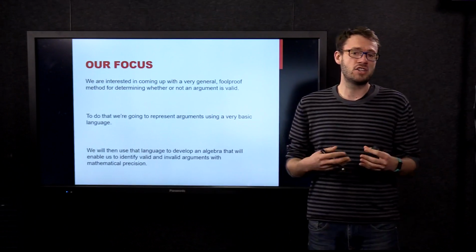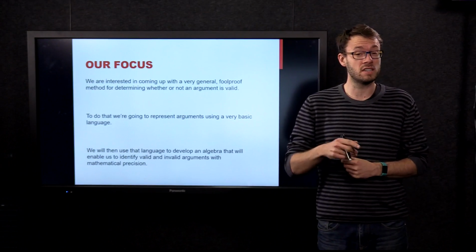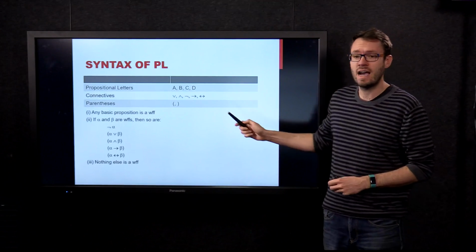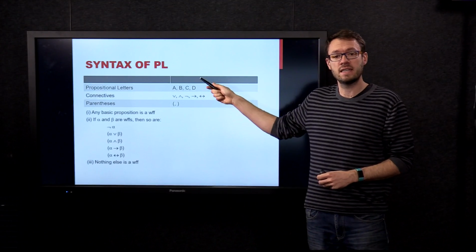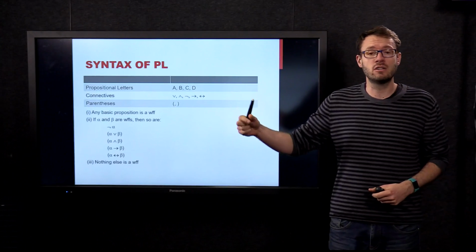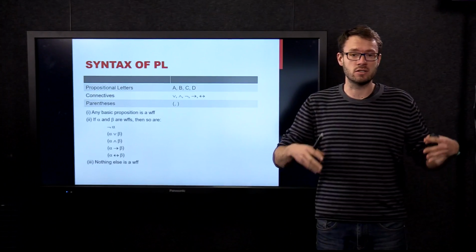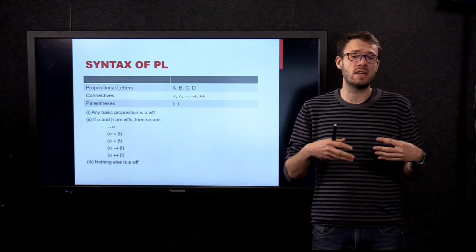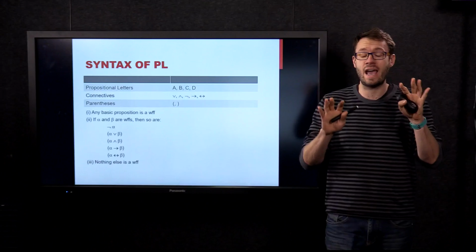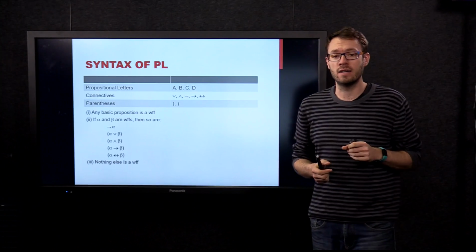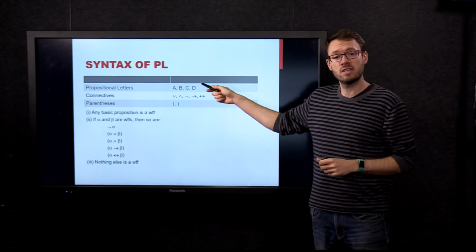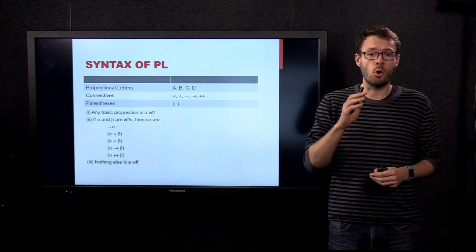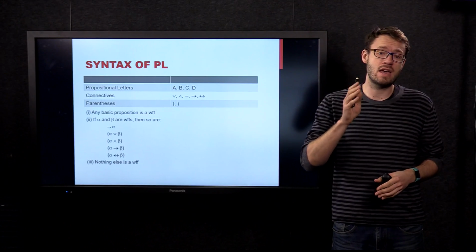Before we get there, let's just recall our understanding of the syntax and the semantics of propositional logic. Remember, the syntax of propositional logic has these propositional letters, A, B, C, D, and so on. Those propositional letters are used to represent entire propositions, things that can be true or false. In particular, they represent basic propositions, propositions that don't have any other propositions as parts. In addition, we also have the connectives: or, and, not, if-then, and the biconditional.